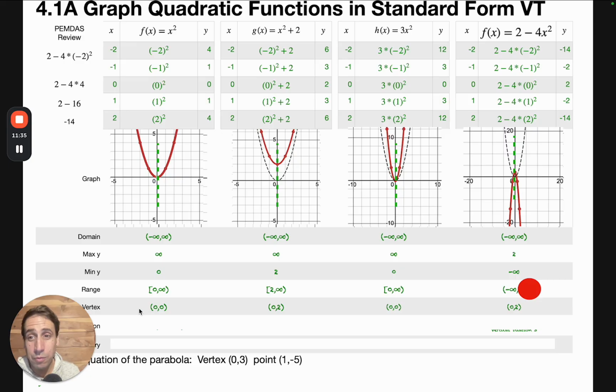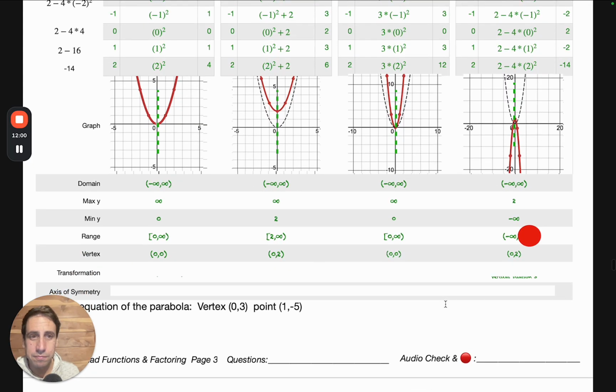When we say the vertex is at 0, 0, we're referring to a location on the graph, which is right here, 0, 0. Here the location of the vertex got moved up 2 units, but it's still right there. You can see here the vertex is at 0, 0, and here the vertex is at 0, 2 because it got moved up a little bit, and then it got flipped. Flipping it doesn't actually change where the vertex is.